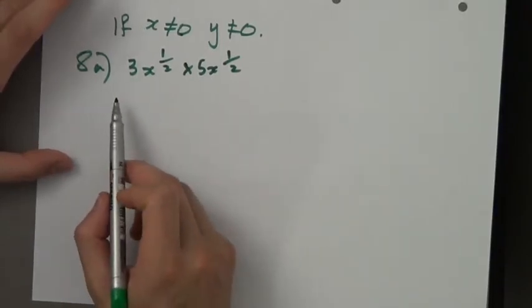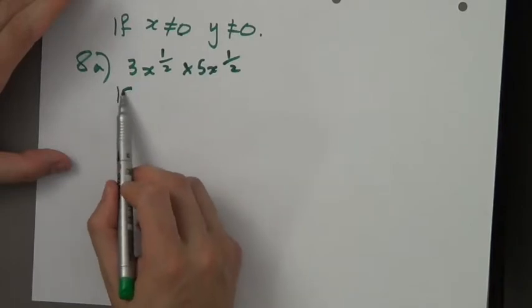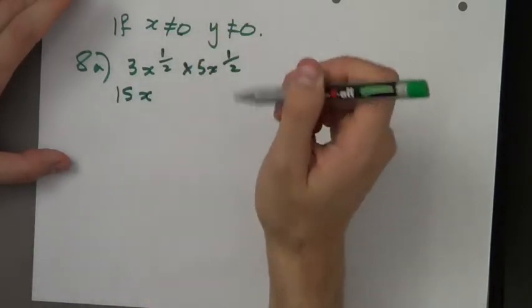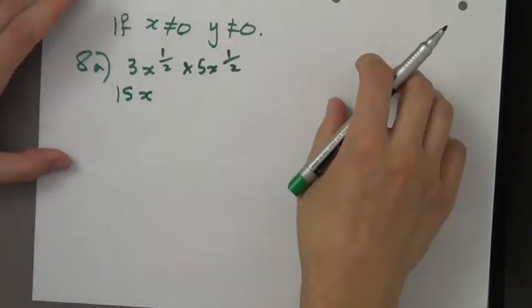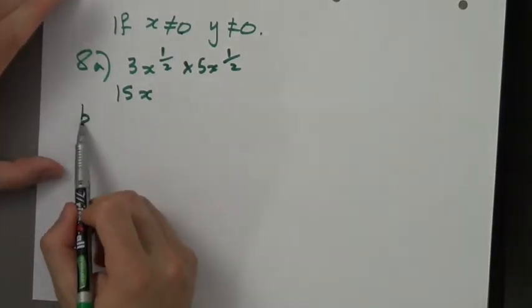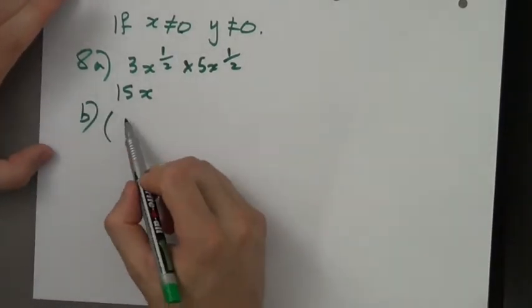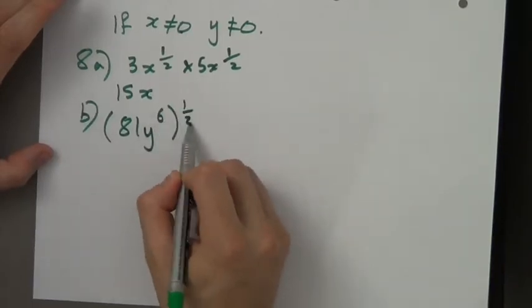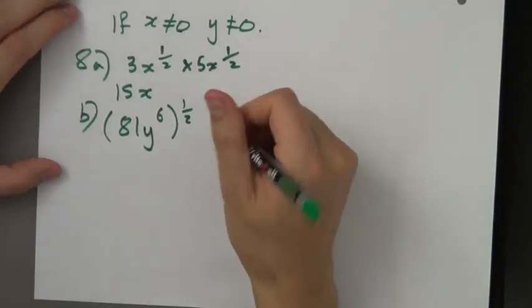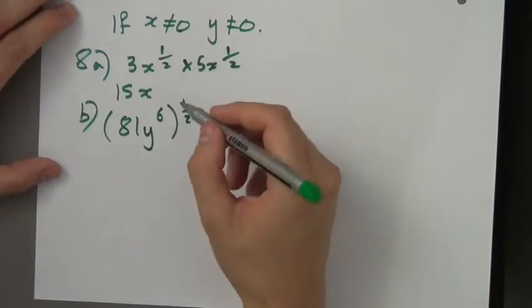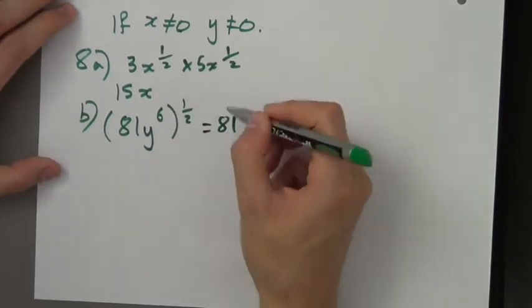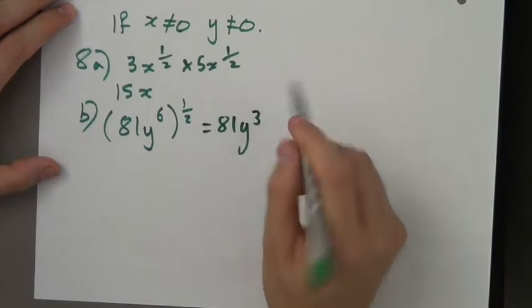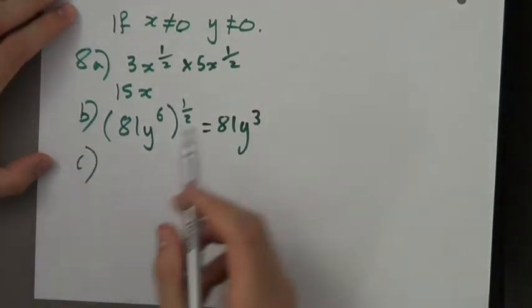So we can say 3 times 5 is 15. Half plus half is 1. So the answer is 15x. B. 81y to the 6 to the half. Okay, so half times 6 is 3. Basically 81y cubed.